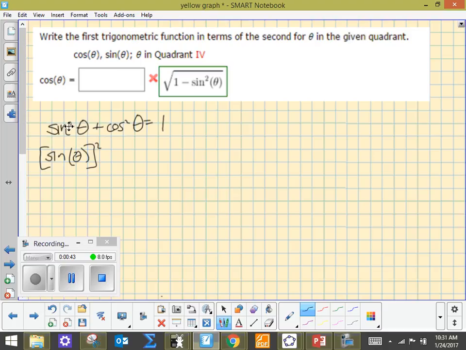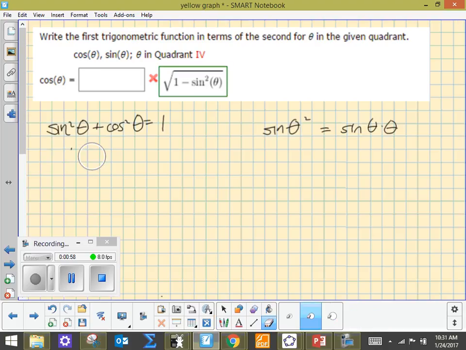So here we're basically taking sine of theta times sine of theta. We want to write it that way so we don't think this, where that is equivalent to sine of theta times theta, which is something completely different. So that's the reason why we write it this way, to eliminate, like I said, that ambiguity.